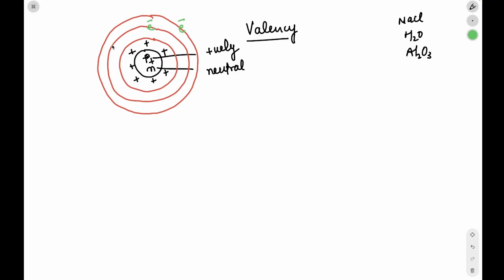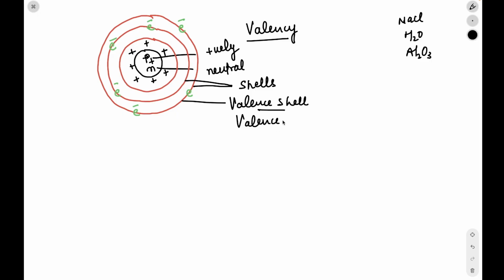The electrons, which are negatively charged, are revolving in a fixed energy level. These energy levels are called shells. The outermost shell of an atom is called the valence shell, and the electrons present in this shell are called valence electrons. These electrons decide the valency of an atom.